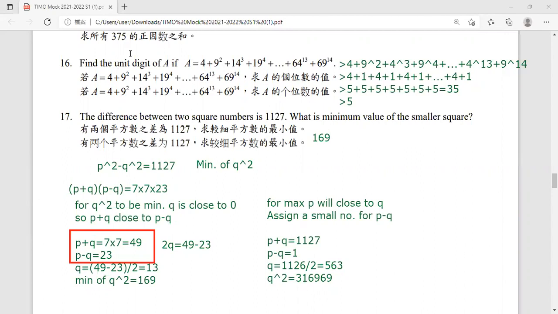You don't need to do the one up. You have to do the factorization of this one. You have to do the factorization. You answer, then you assign the number.